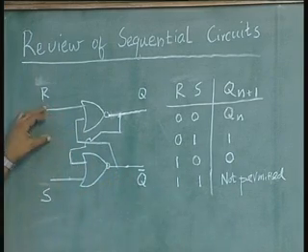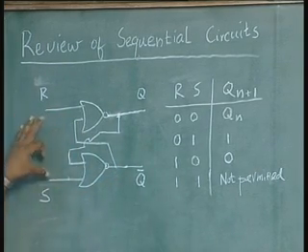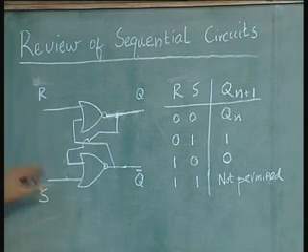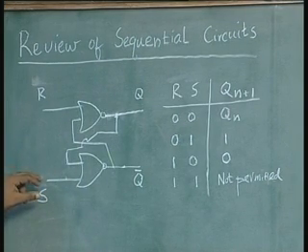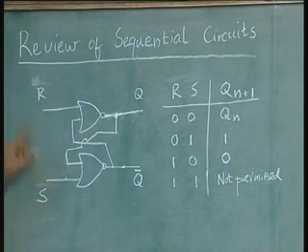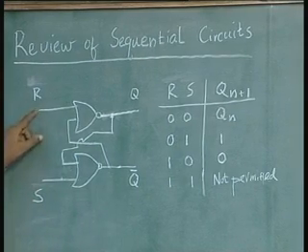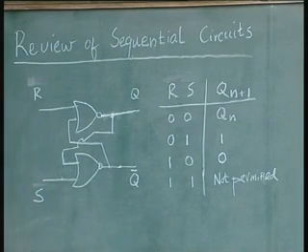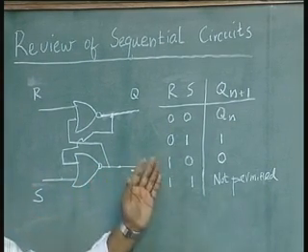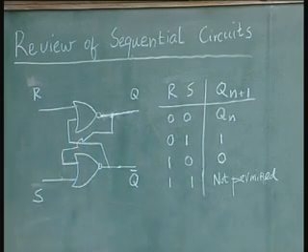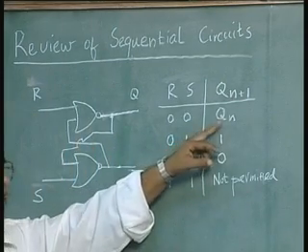And either way, whether it is a 1 0 or a 0 1, when the input is removed, that means when you make the input 0 0, the output remains what it was before removing that input. That state is called the memory state, also called Qn.